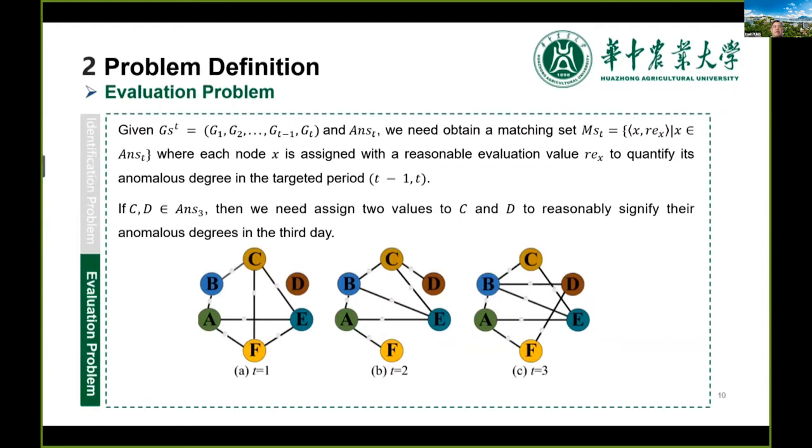Given GST and NST, we need to obtain a matching set MST, where each node is assigned a reasonable evaluation value to quantify its normalized degree. In the example, if CD belongs to NS3, then we need to assign two values to node 3 and node 2, which signify their normalized degrees on the third day.